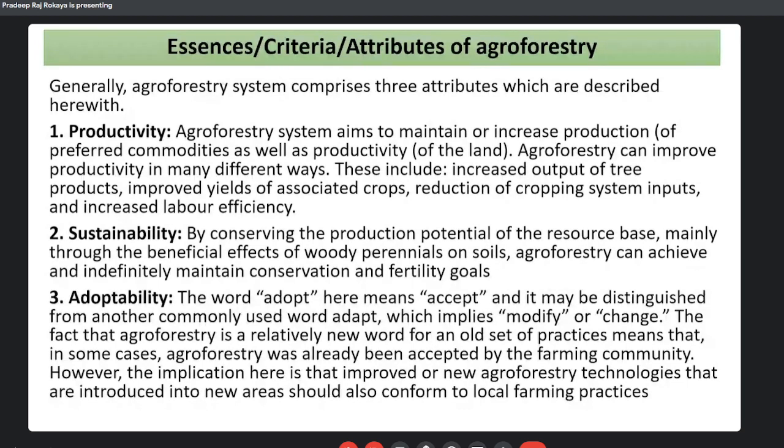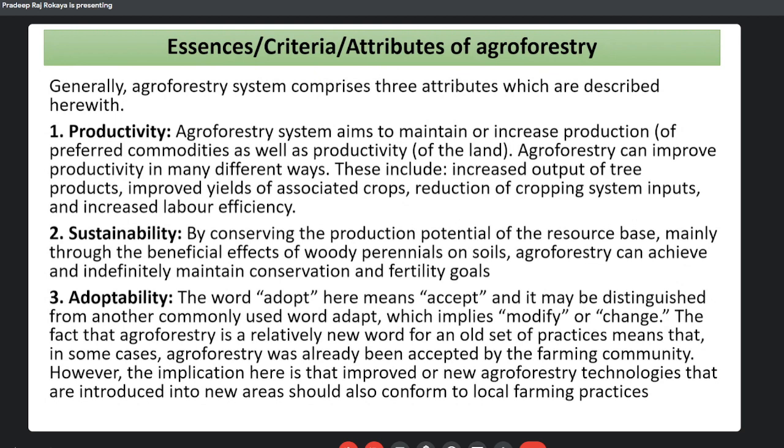The three essential criteria of agroforestry are productivity first, then sustainability, and third, adaptability. Productivity means the agroforestry system aims to maintain or increase the production. Agroforestry can improve productivity in many ways. This includes increased output of the product, improved yield of associated crops, reduction of cropping system input, and increased labor efficiency. Productivity is the main attribute of agroforestry.